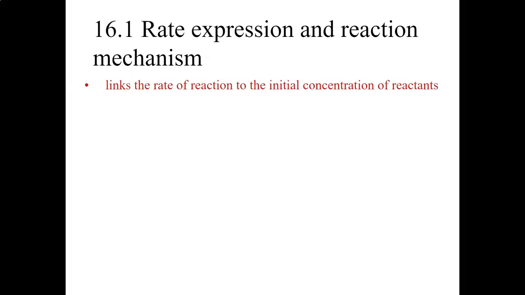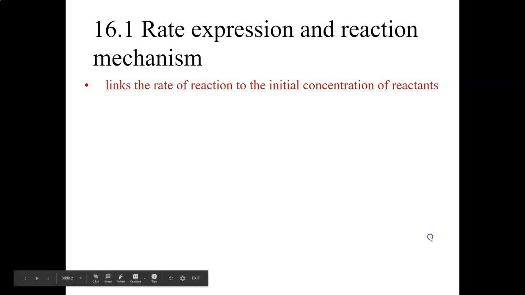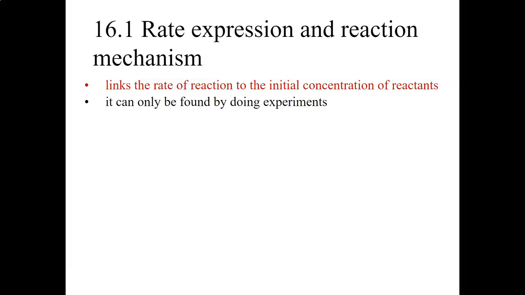The rate expression, as you can read here, links the rate of reaction to the initial concentration of the reactants. You may have thought, well, if I double the initial concentration of reactants, then I'll double the rate. But that is not always the case. There's only one way in which you can find out the rate expression, and that's by using experiments or from experimental data. Obviously, you don't have to necessarily do the experiment yourself.